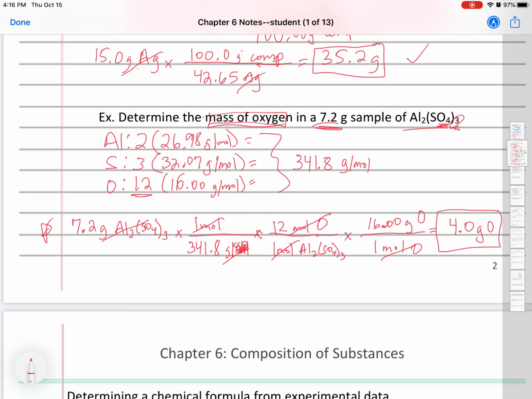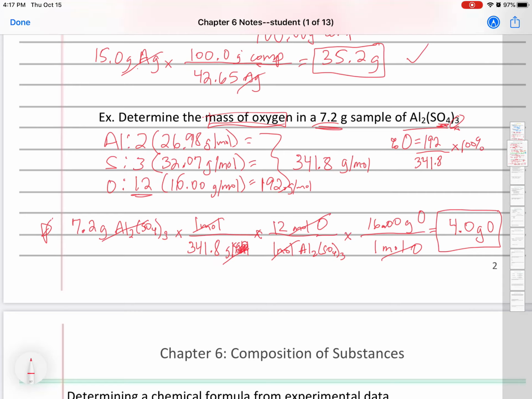12 times 16 is 192. So the mass of oxygen in this molecule is 192 grams per mole. So the percent oxygen is 192 divided by 341.8 times 100%.